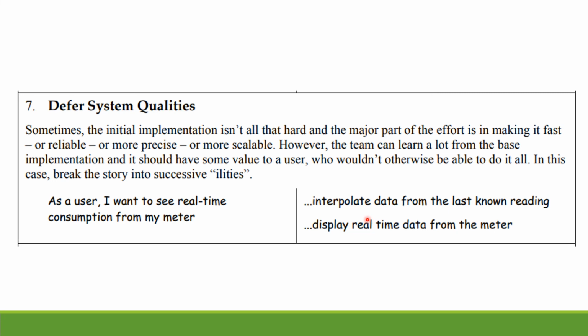As a user, I want to interpolate the data from the last known reading. So when you use this story, you'll automatically understand the system qualities. Then, as a user, I want to display the real-time data from the meter is much simpler to use, actually, right? So that is about differing system qualities.